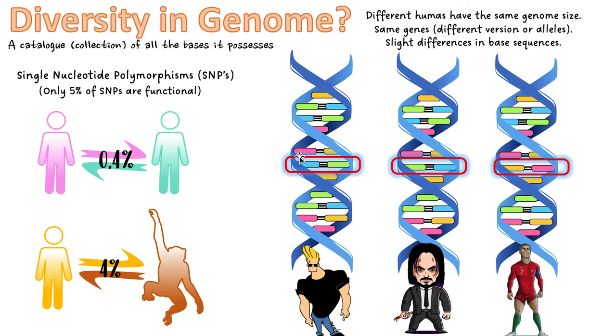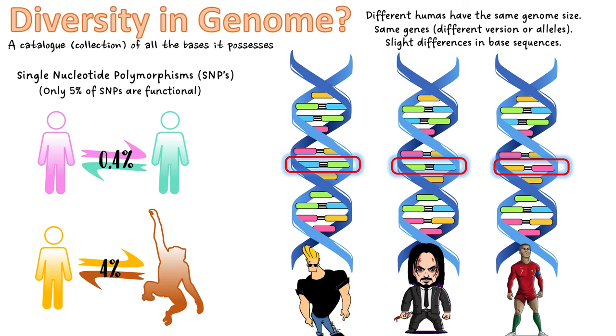These little single base differences, these single nucleotide differences, are called single nucleotide polymorphisms, or SNPs, because they are single base differences. A nucleotide is this little subunit that makes up your DNA. These differences exist between different people of the same species. But if we talk about different species or different organisms, the genome size differs. In the same species, the size is the same, but you may have small SNPs, small differences, whereas different organisms have a different size.